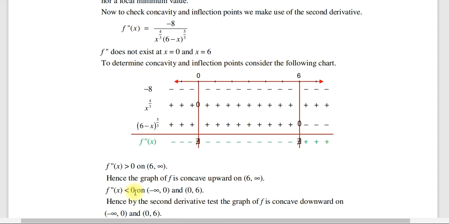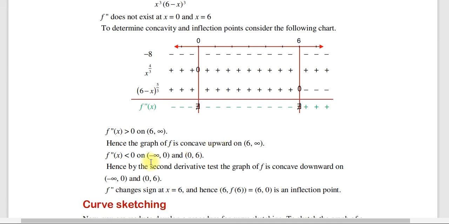Second derivative at x less than 0, from negative infinity to 0 and also from 0 to 6. From negative infinity to 0 and from 0 to 6, the sign is negative, as you know. So by the second derivative test, the graph of f is concave downward on the interval negative infinity up to 0 and 0 up to 6. So f second derivative changes sign at x equal to 6 and hence f of 6, which is equal to (6, 0), is our inflection point.